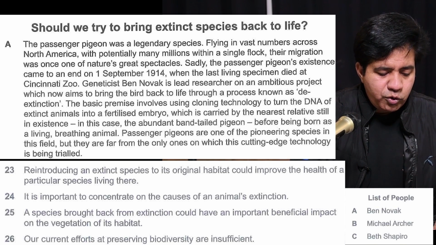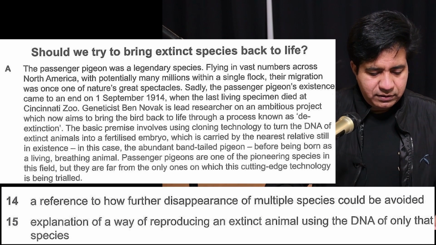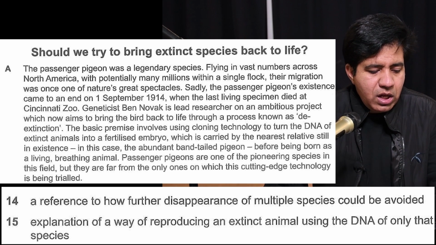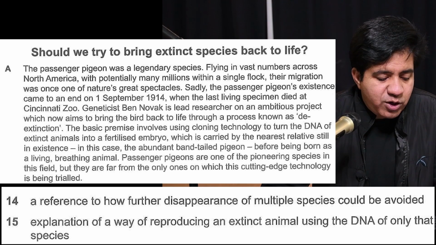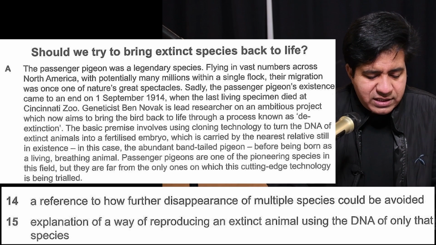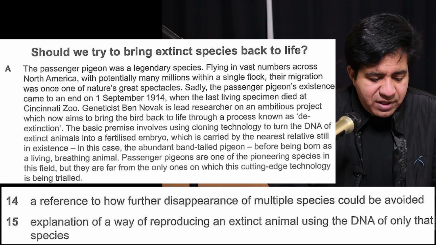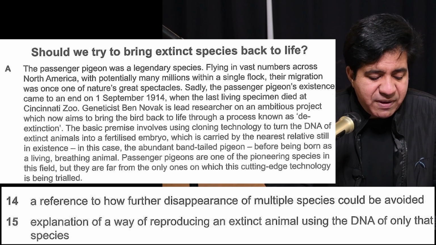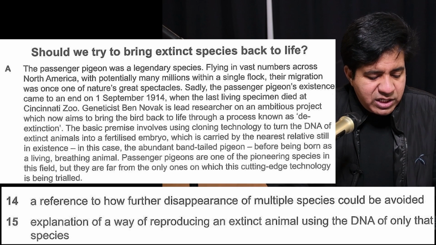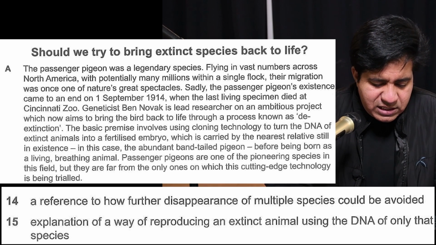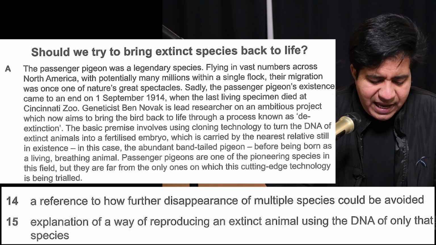Now, let's go to paragraph A, right? So, we just go through it and we see if there is any question. I'm going to skim through it for you, please. Paragraph A. The passenger pigeon was a legendary species flying in vast numbers across North America. Now come to the third line. They are explaining this passenger pigeon. Their migration was once one of nature's greatest spectacles. Yeah, like we say.